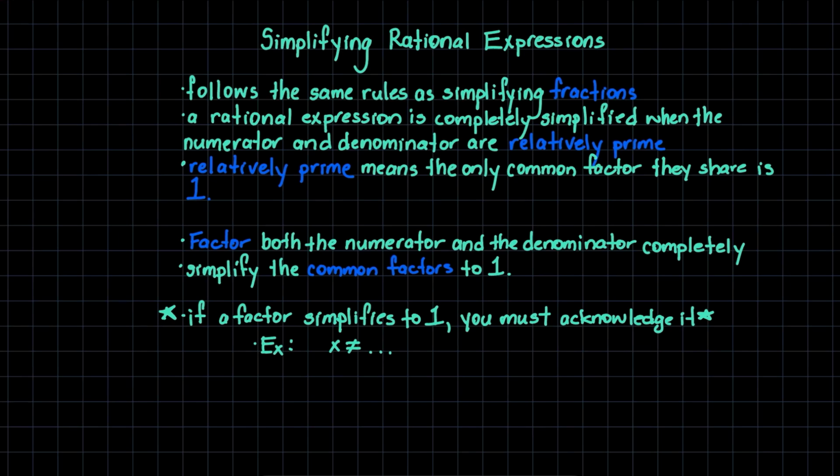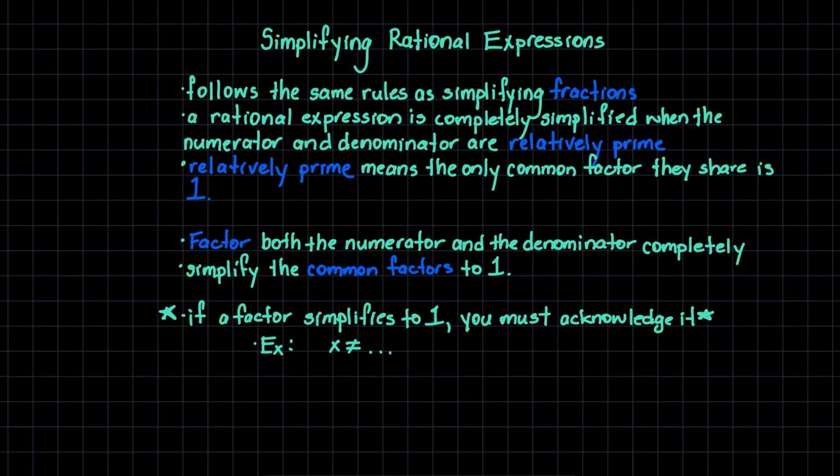Before we get started simplifying, we're going to go over a little bit of background information, which I call mint green tea. First, simplifying rational expressions follows the same rules as simplifying fractions. It's the same concept, it's the same procedure, there are just variables involved. A rational expression is completely simplified when the numerator and denominator are relatively prime, just like with fractions. Relatively prime means the only common factor they share is 1.